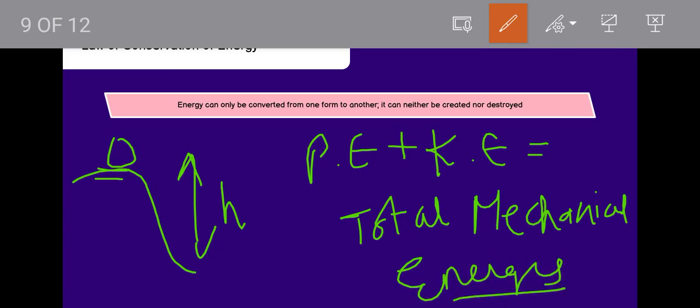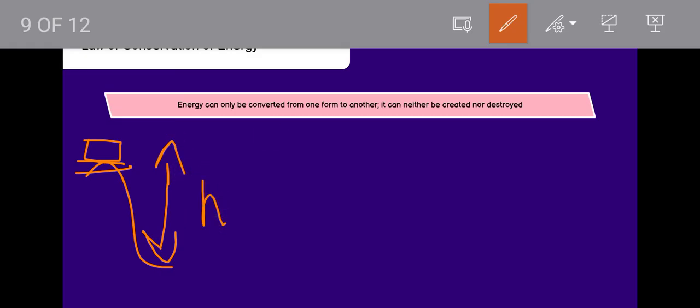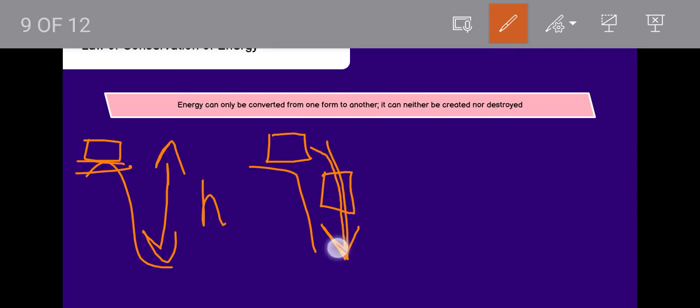So the total mechanical energy always remains constant. How? Let's see. So coming back to the example of mountain and object. So at this point the object has highest potential energy because of its highest height. So if I start taking the object below, like if I take it here, and obviously the object will start falling down, means it will have kinetic energy. Why? Because it is moving.